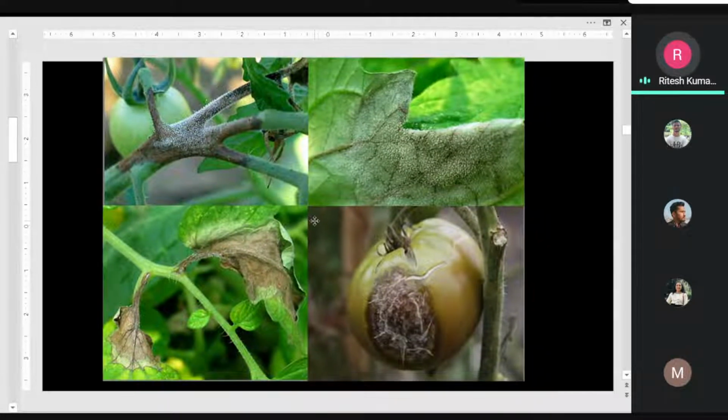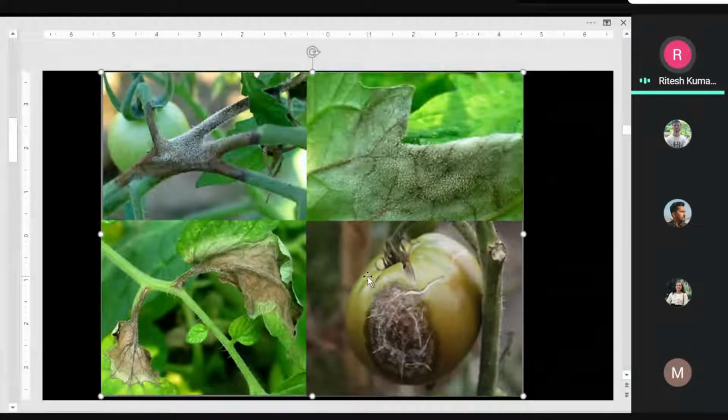And generally fruit infections are seen on unripe fruit or half ripe fruit, infection of Phytophthora infestans. So they also appear as brownish, irregular patches, and if conditions are very humid, it is further accompanied by development of whitish mycelia.